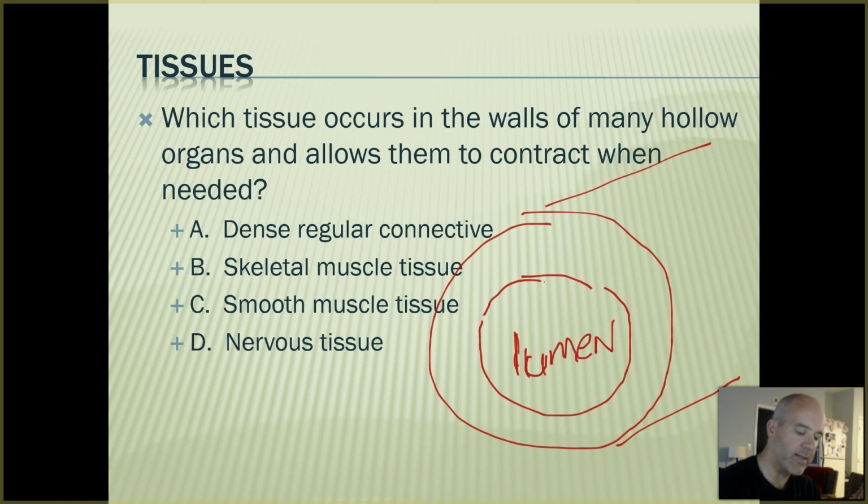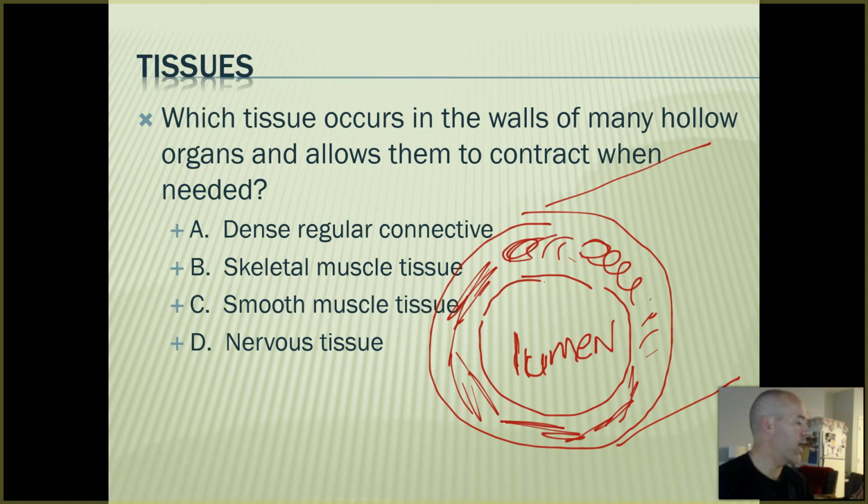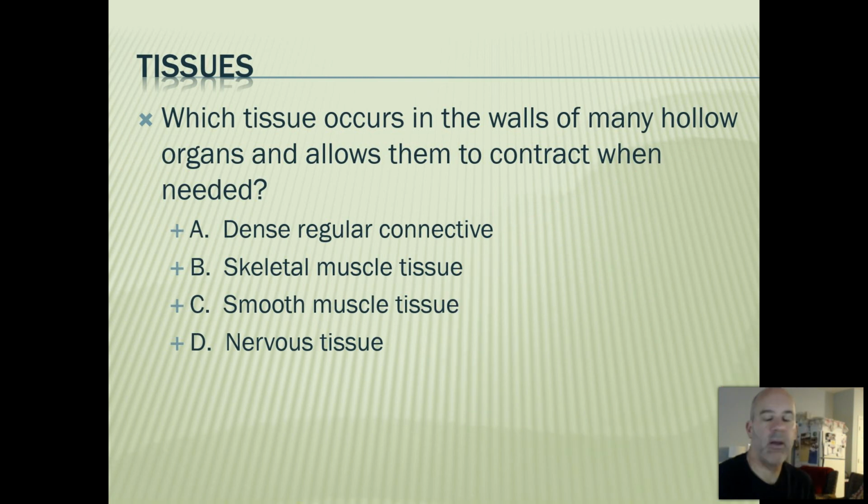So what we're talking about is in here, inside the wall. If you cut this open and you're looking inside the wall in there, what kind of tissue inside that wall is going to allow that organ or structure to contract when needed? Anytime you hear contraction, think muscle tissue. So that's going to narrow us down to B and C. And so is it going to be skeletal or smooth muscle?